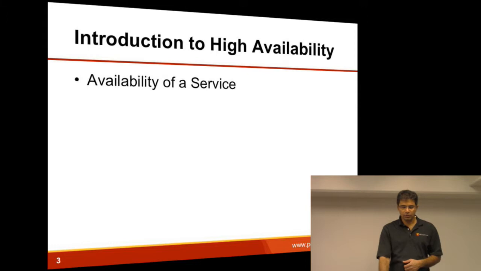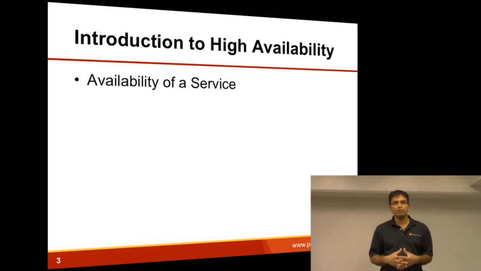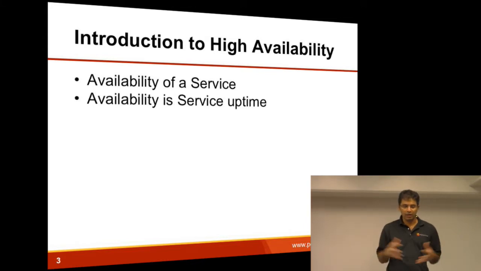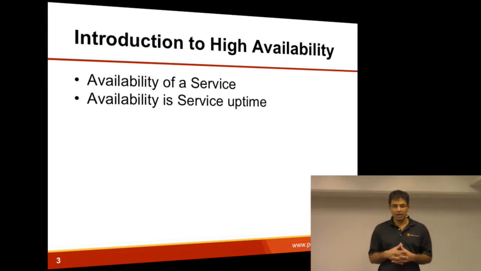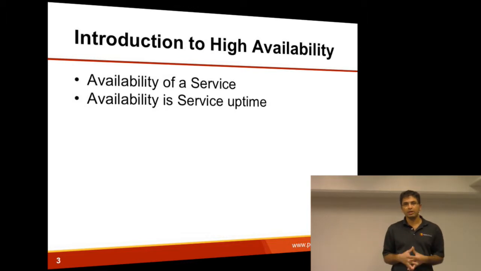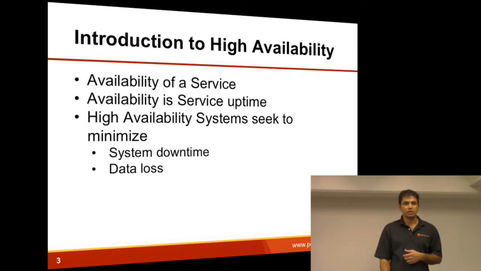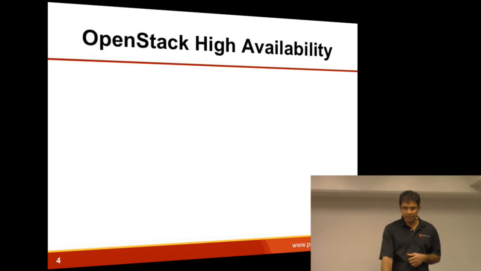Okay, without further ado, this is a level set slide. What is high availability? When we talk about high availability, we should always be thinking about availability of a service. It's really not about the subsystem. You've got to think end to end. What is availability? It's basically service uptime. So high availability systems seek to minimize system downtime, obviously, as well as data loss. That's kind of a level set.